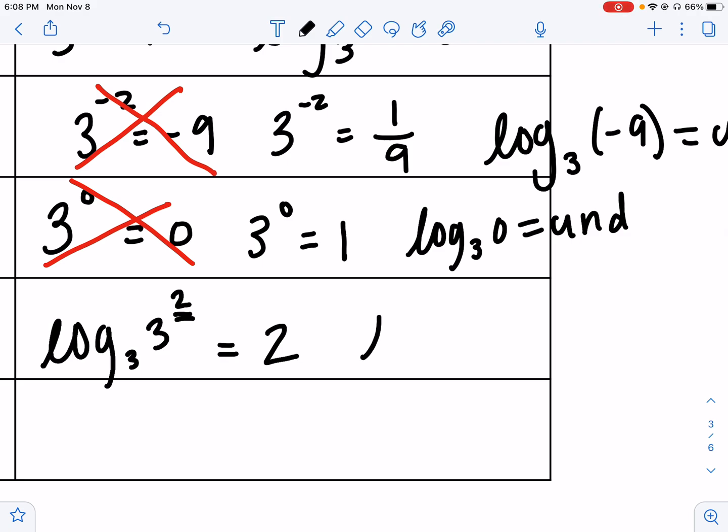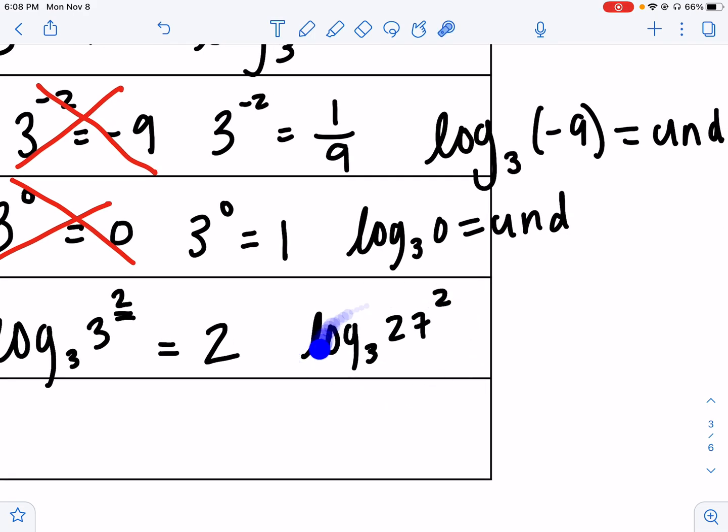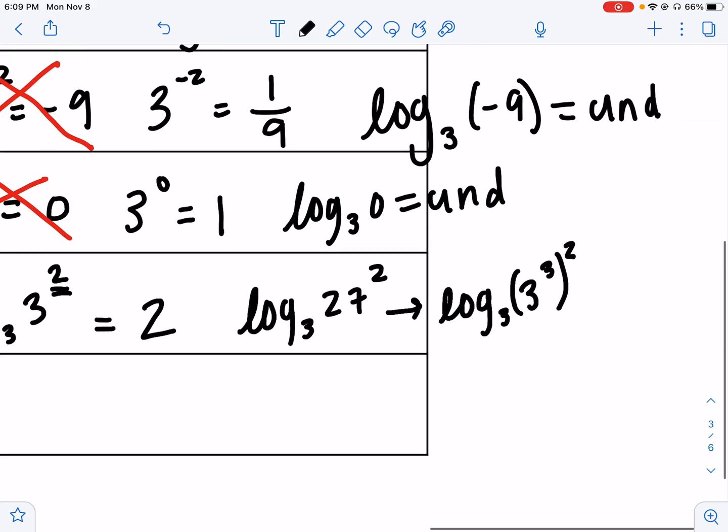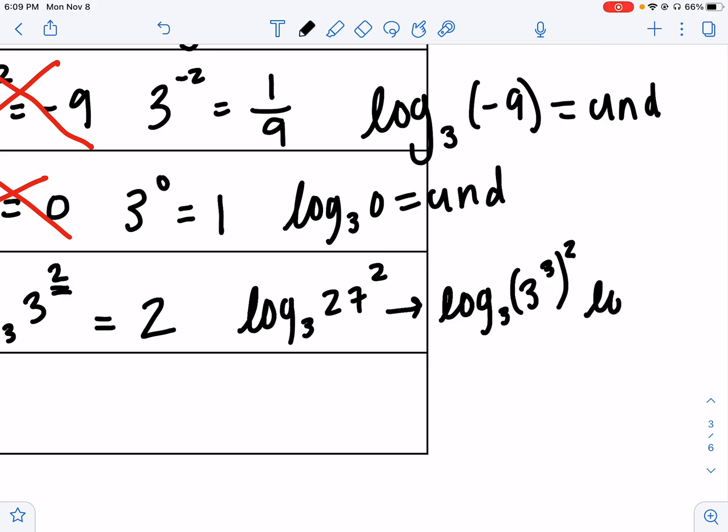Another one could be log base 3 of 27 squared. Well, when I look at this one, I go, my base and my argument aren't the same. But wait, I can rewrite 27. Log base 3 of 3 cubed, squared. We know that 27 is 3 cubed. This would be log base 3 of 3 to the 6, because when you raise an exponent to an exponent, you multiply them. So this final answer would be 6.